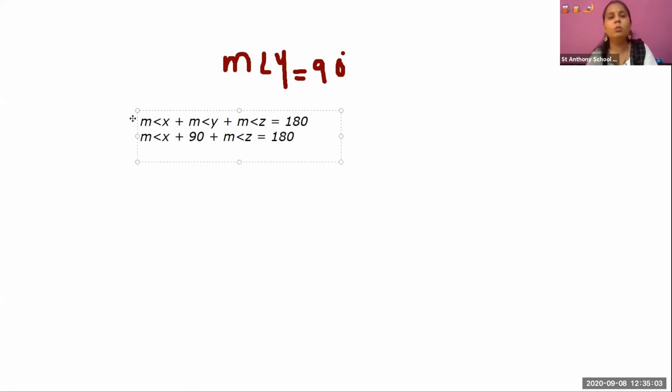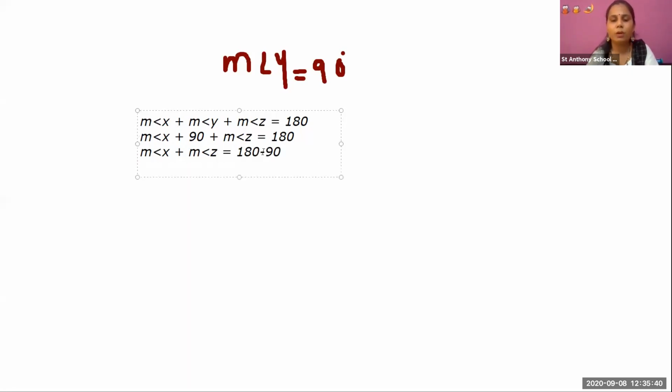Now we don't want this 90 with the measure of angle X and the measure of angle Z. Why? Because we have to find out the value of angle X and angle Z. So the measure of angle X plus the measure of angle Z is equal to this 180. When we shift this 90 to this side, it will become subtracted. Plus 90, whenever it goes to the right hand side, it becomes minus 90.